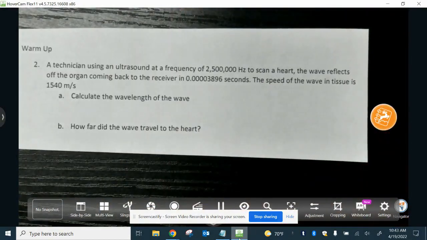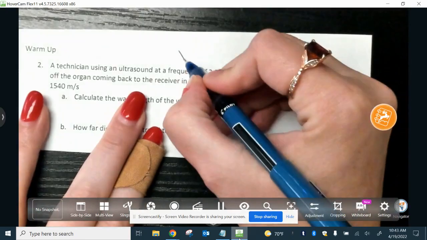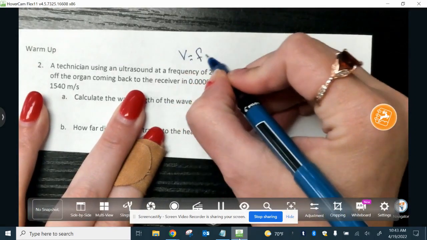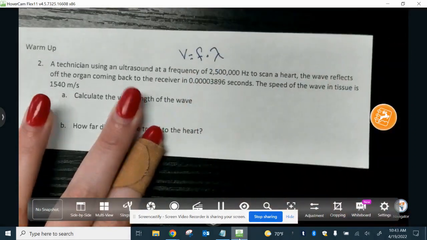A technician using an ultrasound at a frequency of that really big number to scan a heart. The wave reflects off the organ, coming back to the receiver in a very, very short amount of time. The speed of the wave in the tissue is 1,540 meters per second. So our formula is velocity equals frequency times lambda.